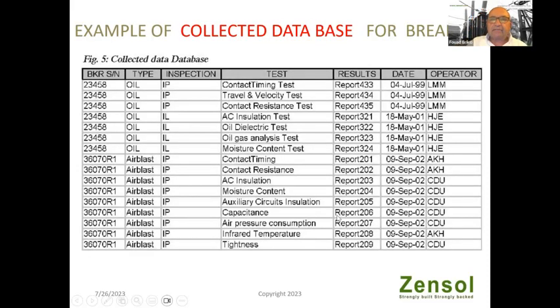Example of collected data for breakers. Here you see the breaker serial number, the type of the breaker, oil, air blast. The inspection, it's provisional, here it's limited. And the kind of test, here we can see contact timing test, travel motion, resistance, oil dielectric, oil gas analysis, moisture. And the results are reported in reports which have an index, the date, and then the initials or ID of the operators.